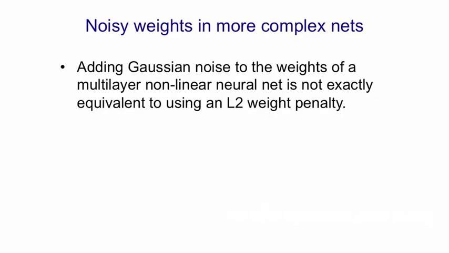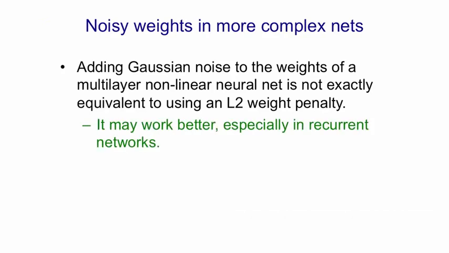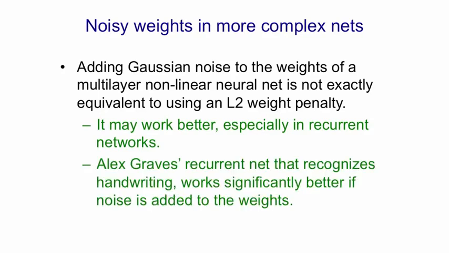In more complex nets, we can restrict the capacity by adding Gaussian noise to the weights. This isn't exactly equivalent to an L2 penalty, but it seems actually to work better, especially in recurrent networks. So Alex Graves recently took his recurrent net that recognizes handwriting and tried it with noise added to the weights, and it actually works better.